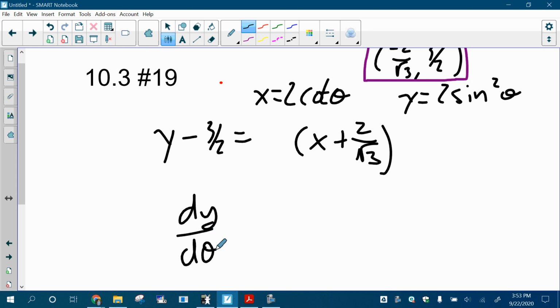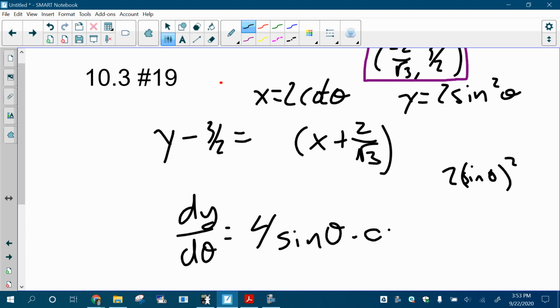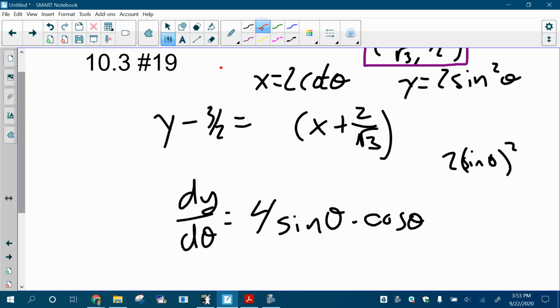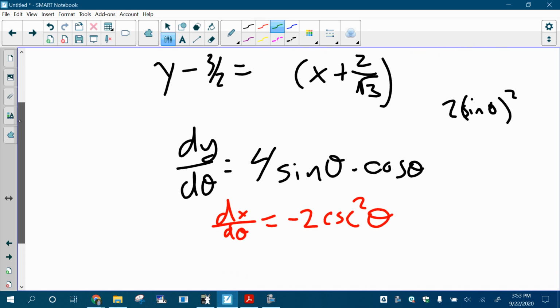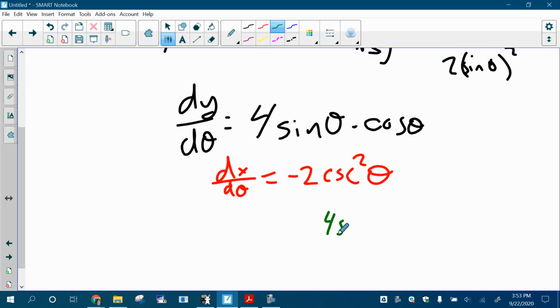I'm going to find dy/dθ. If you want to rewrite 2 sine squared as 2 (sine of theta) squared, it will help you remember the chain rule. The derivative of that is going to be 4 sine of theta to the first times the derivative of the inside part. The derivative of sine is cosine. I also need to do dx/dθ. The derivative of tangent is secant squared, so the derivative of cotangent is negative cosecant squared. So the derivative of 2 cotangent is negative 2 cosecant squared. Then dy/dx would just be those stacked on top of each other.